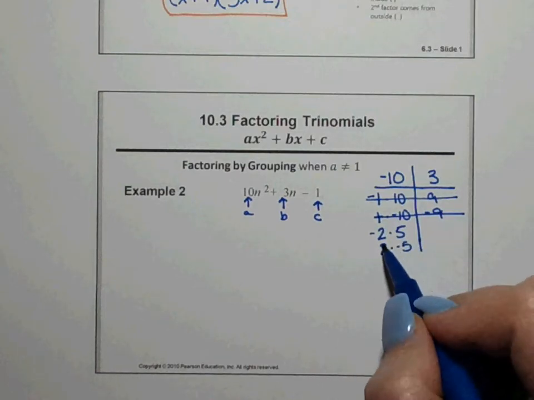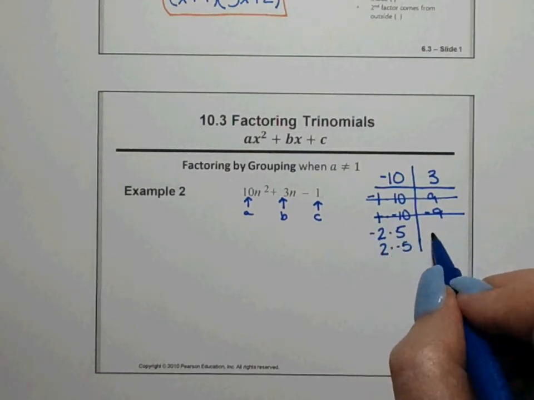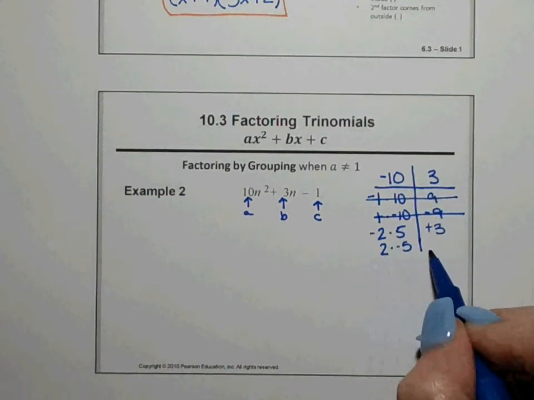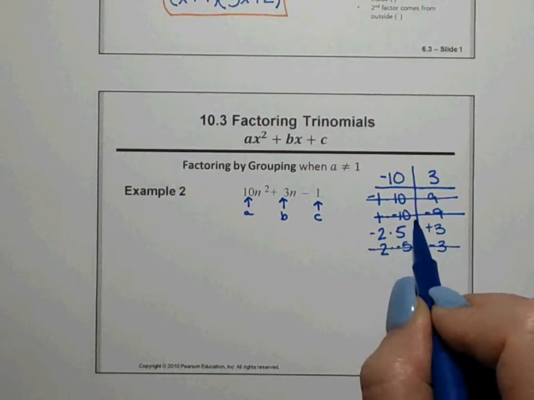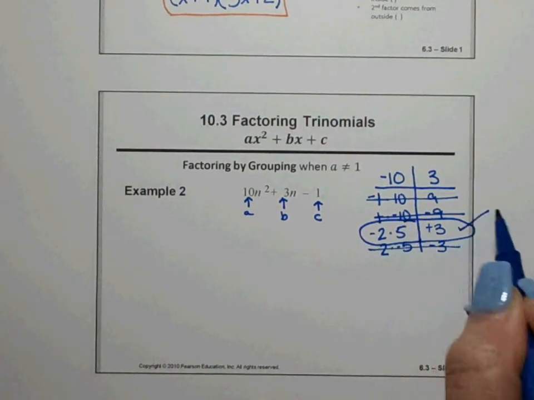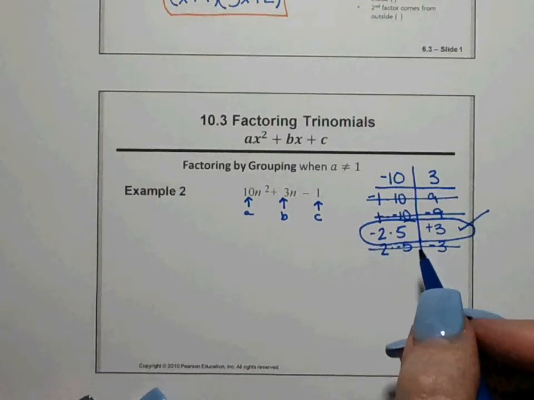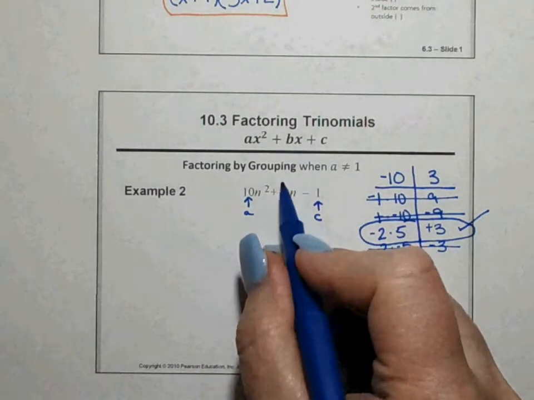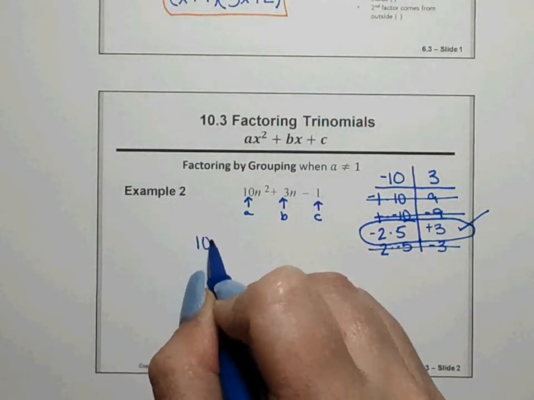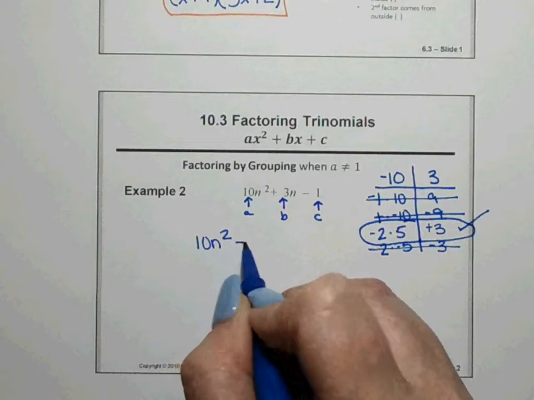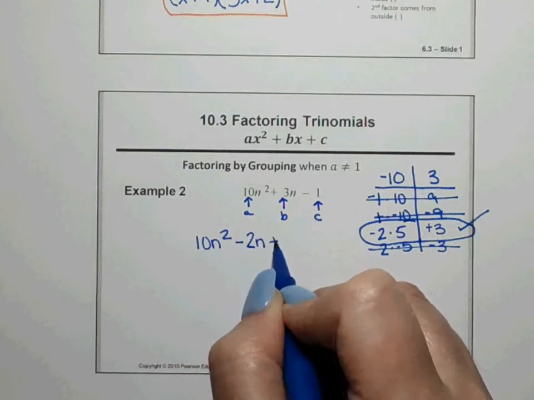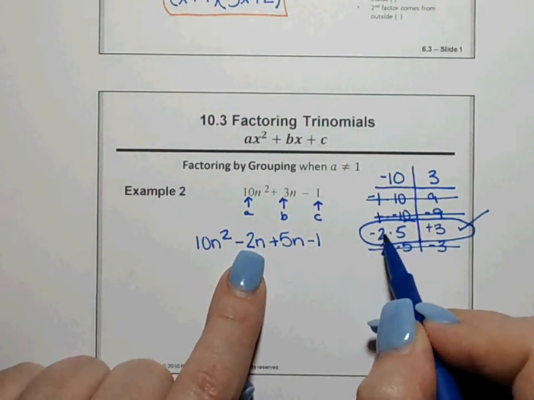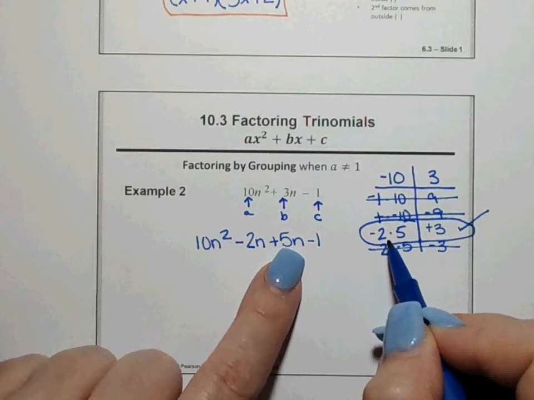That doesn't work. Negative 2 plus 5 would give me a positive 3, which is what I want. This one down here would give me a negative 3, so that's not it. So these are the factors that I want to use. There's my winner. So I have found my factors of AC that add up to B, so I'm going to rewrite this B term. So I've got 10n squared minus 2n plus 5n minus 1.